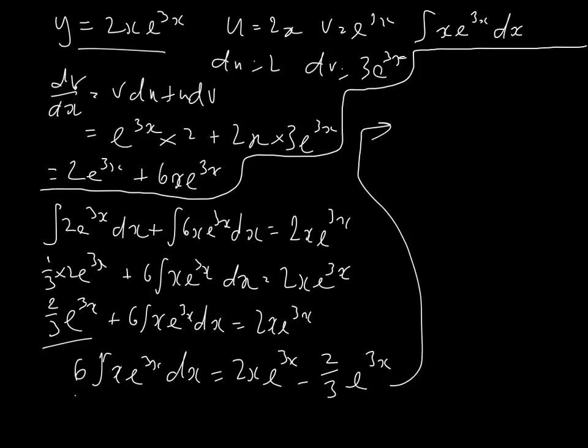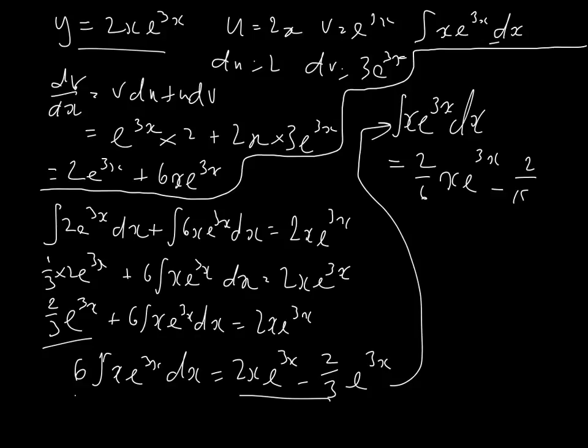So we're left with the antiderivative of xe^3x. I'll write that clearer. Try not to write too small. So the antiderivative of xe^3x dx, which is what we've got here, equals all of this divided by 6. So it becomes 2 over 6 xe^3x minus 2 over 18 e^3x. And from there simplify, so we end up with 1 over 3 xe^3x minus 1 over 9 e^3x.